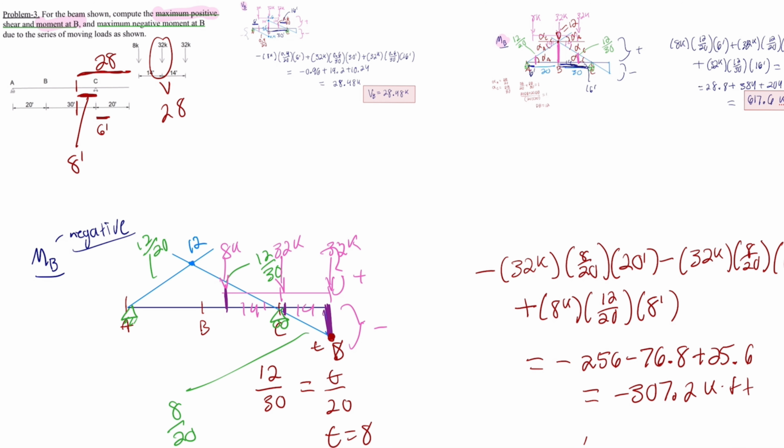maximum negative moment is equal to negative 307.2 kips per foot. And this is the answer for part 3. And that is problem 1 solved. Now we can move on to problem 2.